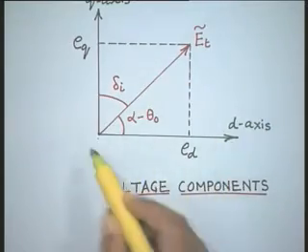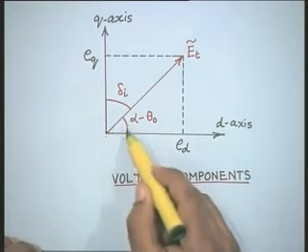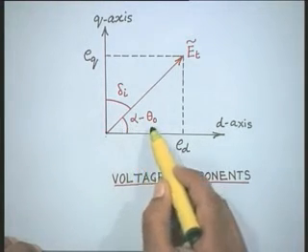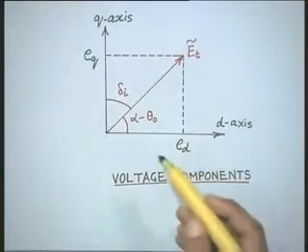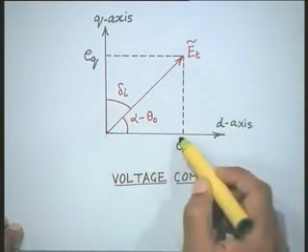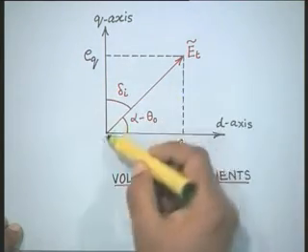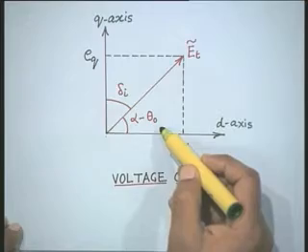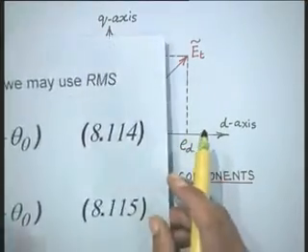And let us show that this is my d axis, this is the q axis, which leads the d axis by 90 degrees, and here the angle is alpha minus theta o, because we have seen that the angle comes out to be alpha minus theta o. Then ED is represented by ET cosine alpha minus theta o, and EQ is equal to ET sine alpha minus theta o. Therefore, this phasor diagram is expressing these quantities ED, EQ in terms of ET.